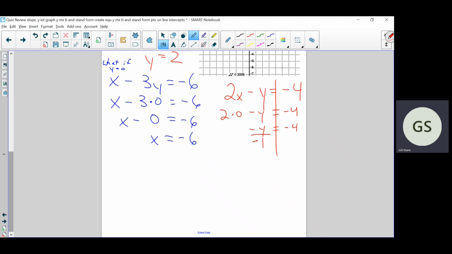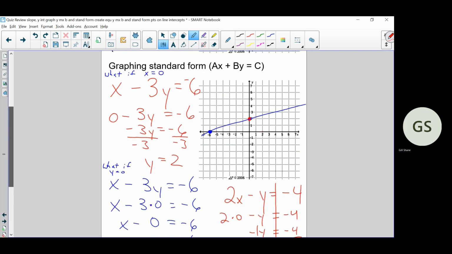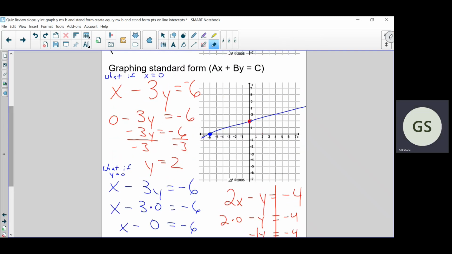So I need to divide by negative 1, because technically there's a 1 in front of that y. Well, if I divide by negative 1 there, I divide by negative 1 there, that gives me y equals positive 4. So I would go up to my graph, and I would put a point on positive 4. Again, on the y-axis.